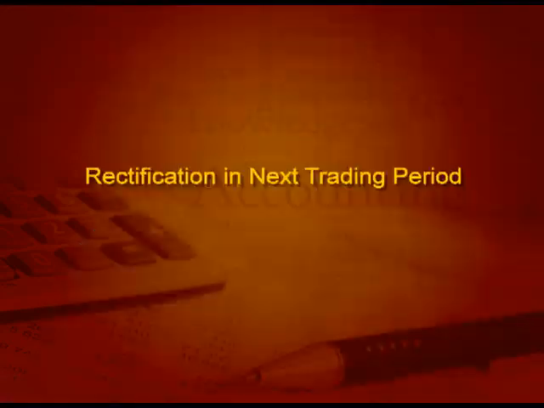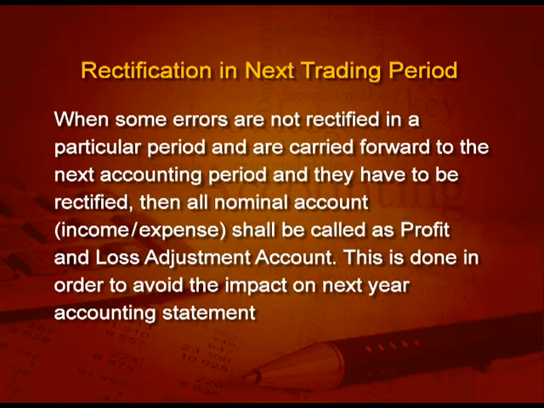Let us come to the last topic of this chapter, that is rectification in next trading period. When some errors are not rectified in a particular period and are carried forward to the next accounting period and they have to be rectified, then we have to remember one very important point, that is all nominal accounts of income and expenses shall now be called profit and loss adjustment account.